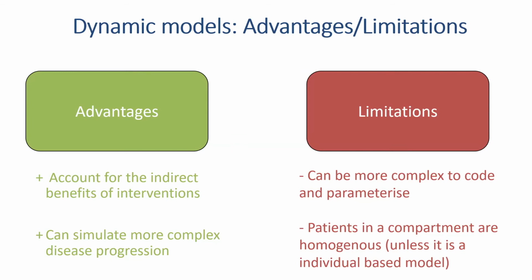So an advantage of dynamic models is that they can account for these indirect or herd effects against infectious diseases. And this is important when you're looking at interventions that impact the level of transmission. They can also simulate more complex disease progression than the decision tree models I showed first. However, they can often be harder to develop, and this type of model can need more data to parameterize it. Also, like a Markov model, when it's an aggregate model, all of the individuals within a compartment are homogeneous. They're treated the same way. And to address that limitation, you need to use more complex individual level models.